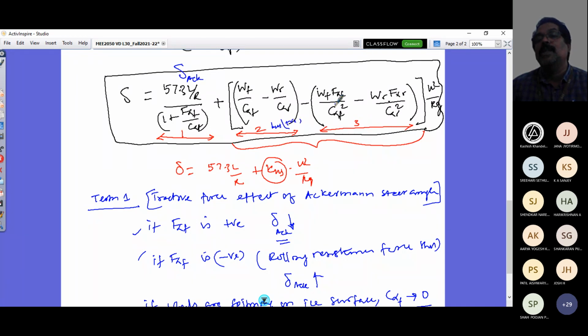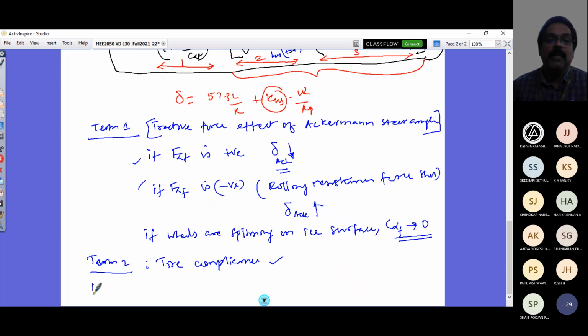If this K is positive, then it is added; if this is 0, it is subtracted. So this would have a tendency to go into 0 and then a negative. If this value is negative, what does it mean? When you are braking, FXF is negative. So then this becomes positive, and then what will happen? It will become more of an understeer effect. So like that, you should interpret the third term. Term 3, right? If you have any doubt, you can ask.